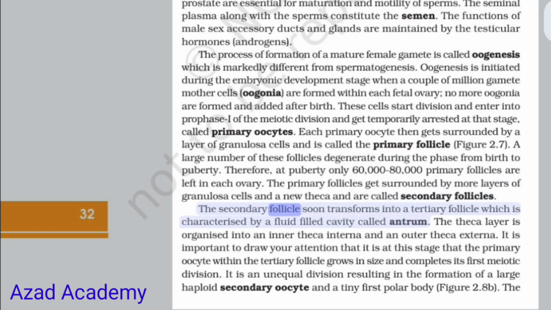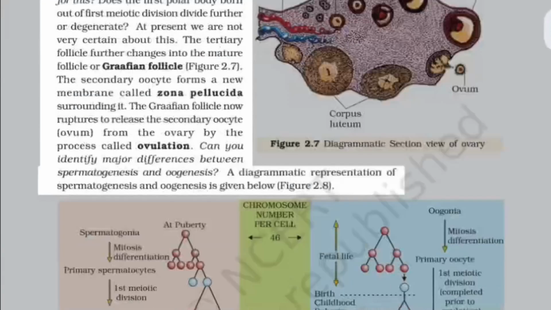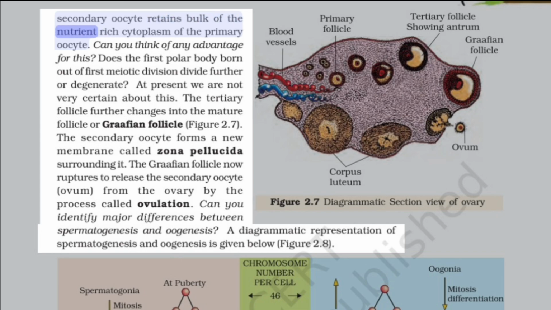The secondary follicle soon transforms into a tertiary follicle, which is characterized by a fluid-filled cavity called antrum. The theca layer is organized into an inner theca interna and an outer theca externa. It is important to draw your attention that it is at this stage that the primary oocyte within the tertiary follicle grows in size and completes its first meiotic division. It is an unequal division resulting in the formation of a large haploid secondary oocyte and a tiny first polar body. The secondary oocyte retains bulk of the nutrient-rich cytoplasm of the primary oocyte.